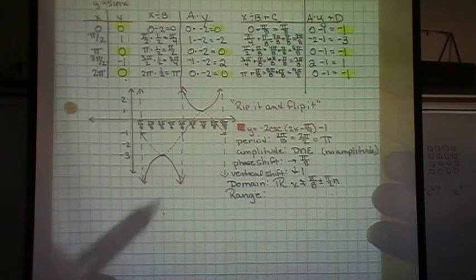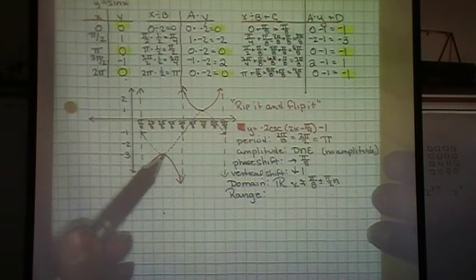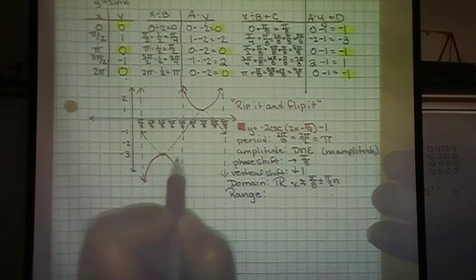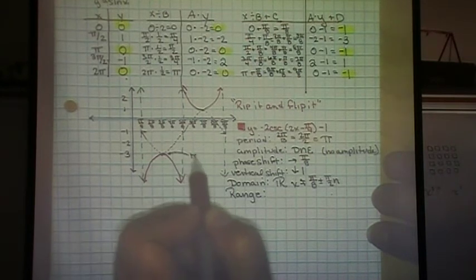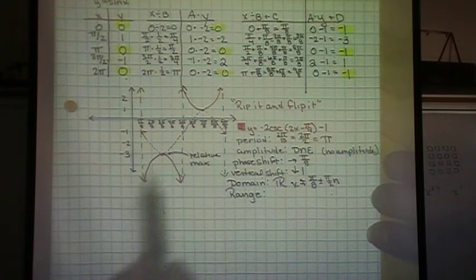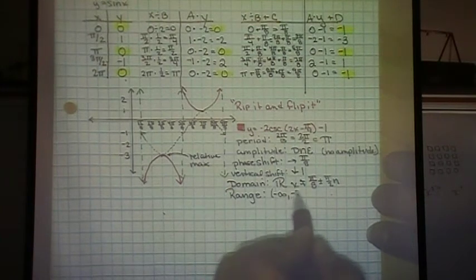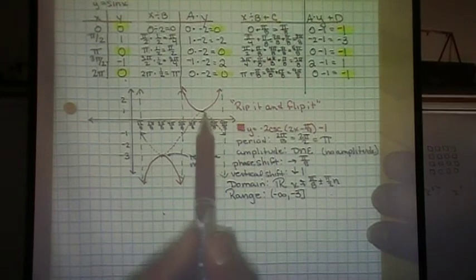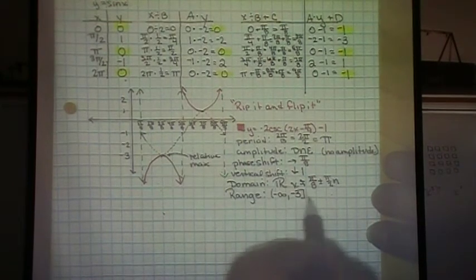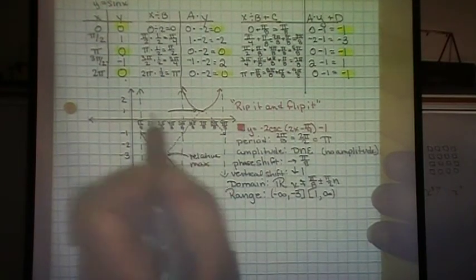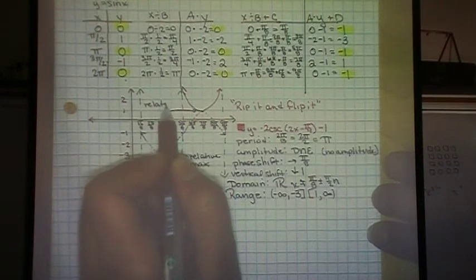My range, it goes from negative infinity to this point right here, which is a relative max. So let me actually put that here. This is a relative max. So it goes from negative infinity to negative 3. And then it jumps all the way up here to 1 to infinity. Well, it would make this 1, this point right here, a relative min.